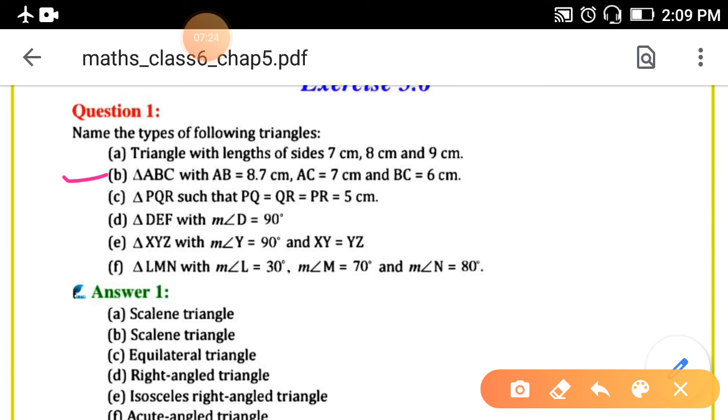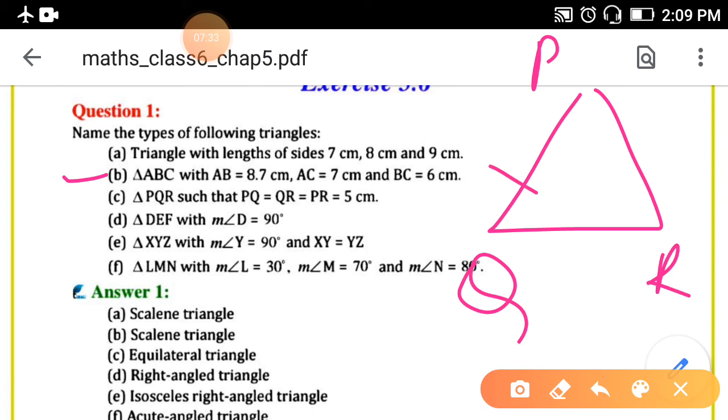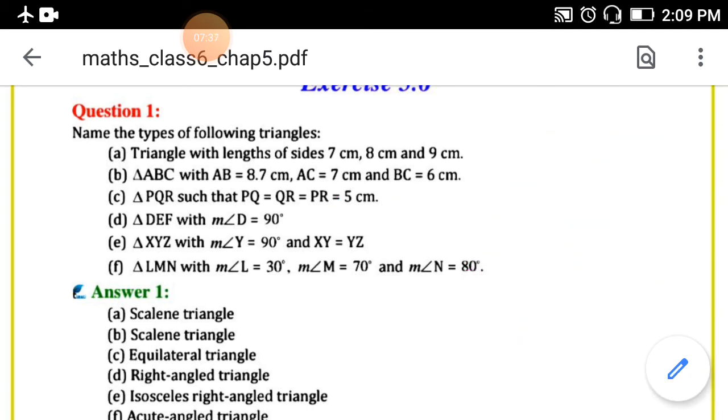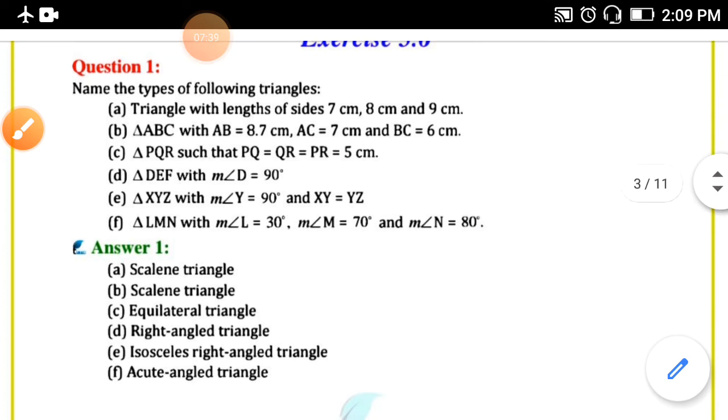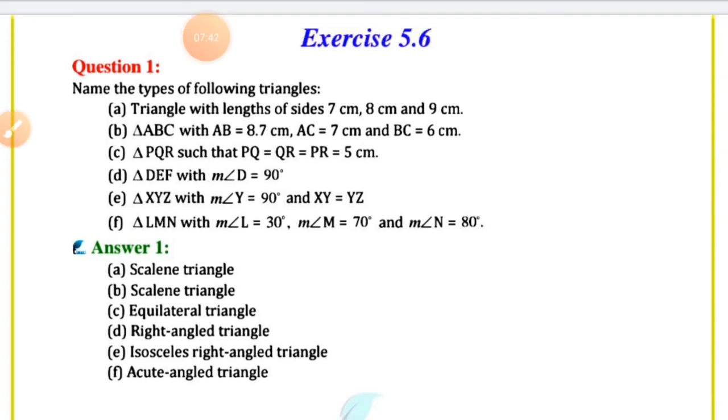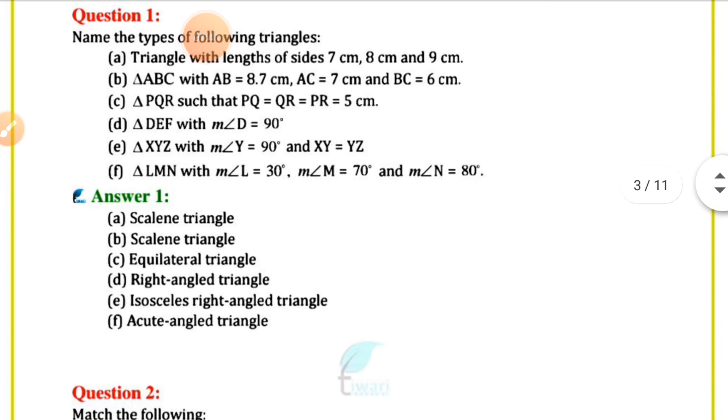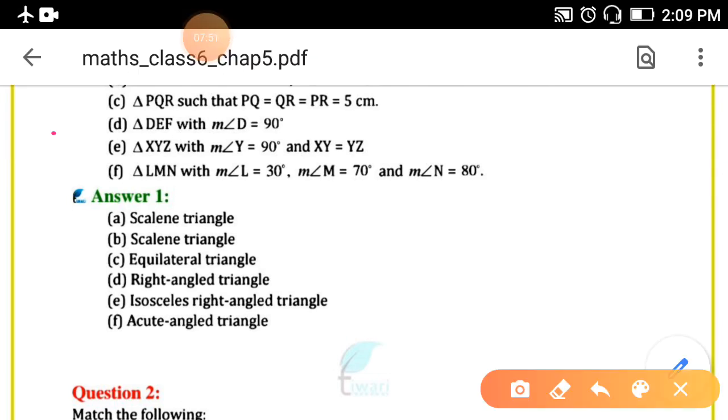C: triangle PQR such that PQ is equal to QR is equal to PR, equal to 5 centimeters. All three sides are the same, so it is an equilateral triangle. D: triangle DEF with angle D 90 degrees. If any one of the angles is 90 degrees, then it is a right angle triangle.